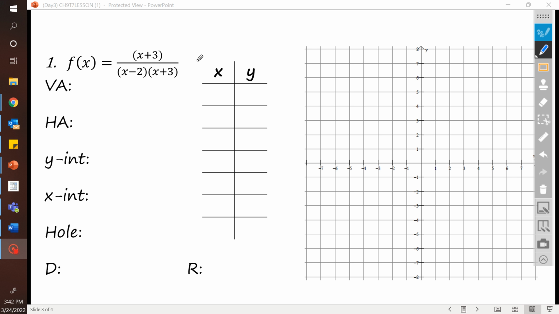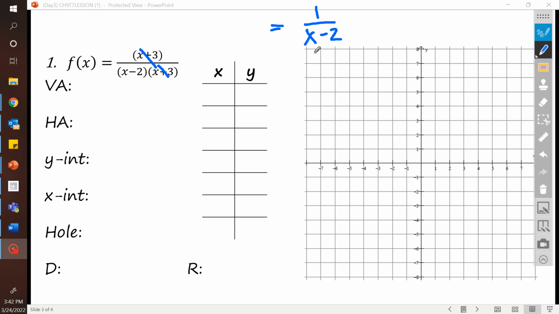Also, if you notice, in our original problem here, x minus 2 and x plus 3 are factors of the denominator. These are going to have x values that cause our denominator to be equal to 0, which is an issue. And we'll talk about that in a second. So first, let's simplify this. The factor of x plus 3 cancels out, and we're left with 1 over x minus 2.